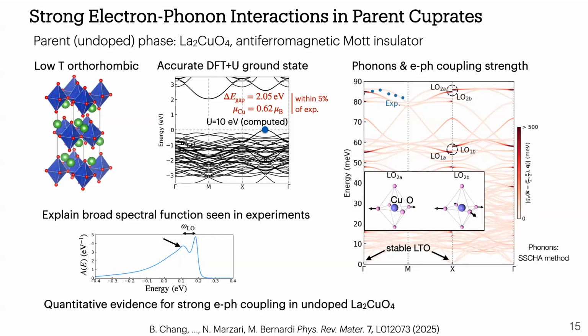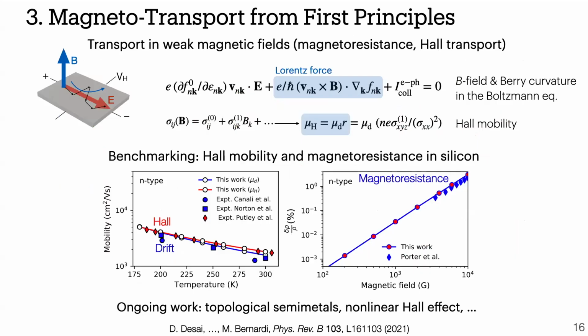And then now you can study the electron-phonon coupling and resolve it for different phonon modes, which has shown that there's very strong coupling with different families of LO phonons, and that basically makes the spectral function for the electronic states very broad, and it's consistent with the spectral functions measured in experiments. And basically what this shows is that even the parent phase of the cuprate has an inherently strong electron-phonon coupling. This is just an example of things that you can study.